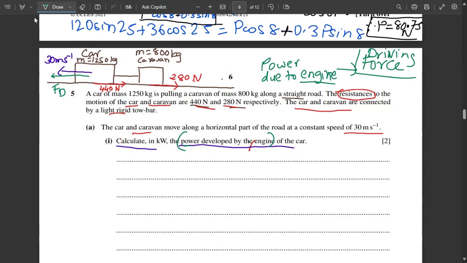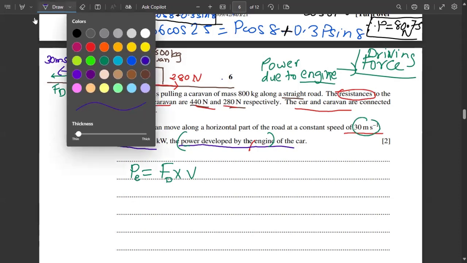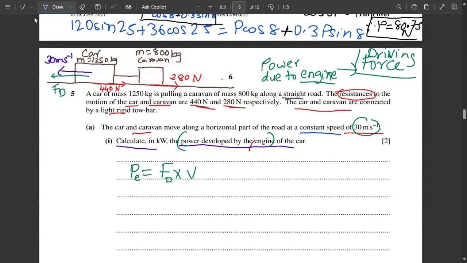Now what we have to find is the power. So here what we can do is write power equals force into velocity. Power of engine, and this force is the driving force, into velocity. This velocity is 30. One more thing important here is that it is at constant speed. At constant speed, acceleration is 0. And because F equals ma, if acceleration is 0, then even resultant force will be 0.